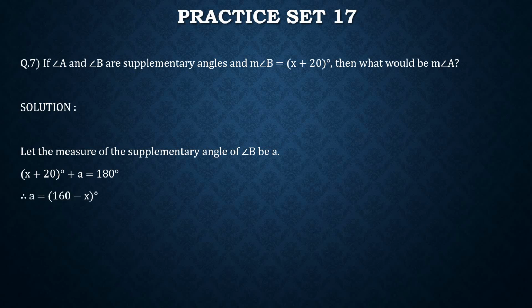So a is equal to 160 minus small x, because we take X plus 20 on the right hand side of the equation. So it will be 180 minus X minus 20. So 180 minus 20 is 160 minus X. Hence the measure of angle A is 160 minus X, because angle A and angle B are supplementary angles.